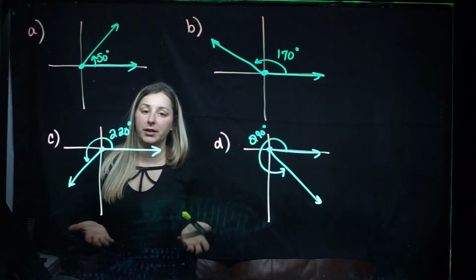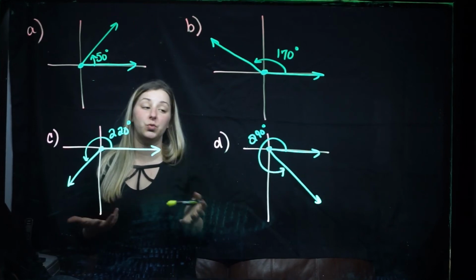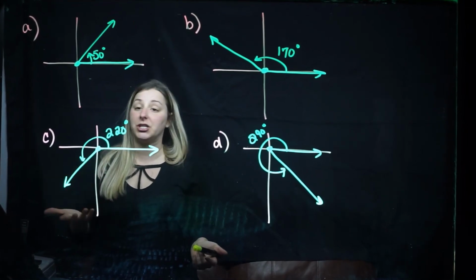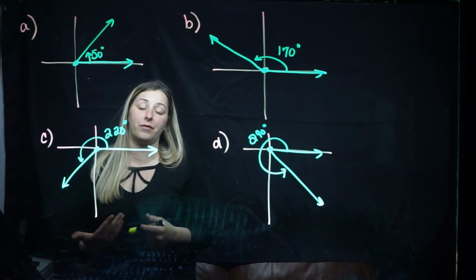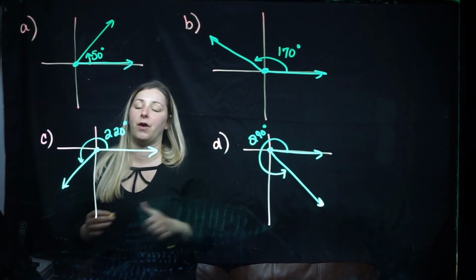All right, so let's look at these examples. We have an angle in each one of the different quadrants. They're sketched in standard position. I want to find out what the reference angles are, so I'm just going to quickly run through them.